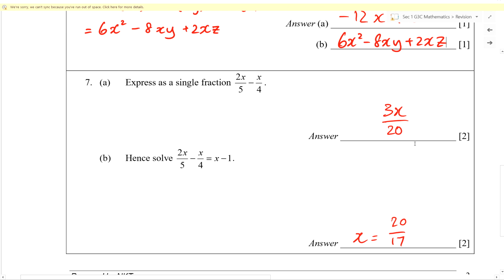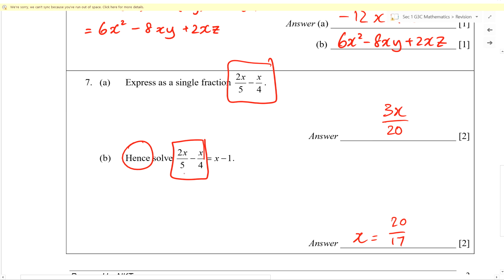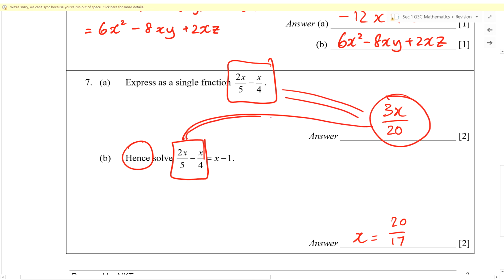Then they say hence. So, when you see the word hence, you definitely need to use the result from part A. You cannot do it anywhere else. Even if you get a correct answer with a different method, without using part A, you will lose marks. So we have to find out how part A is related to part B. We see that this actually appeared over here: 2x over 5 minus x over 4. Since this is equal to this, then this is equal to this. We do the replacement straight away.